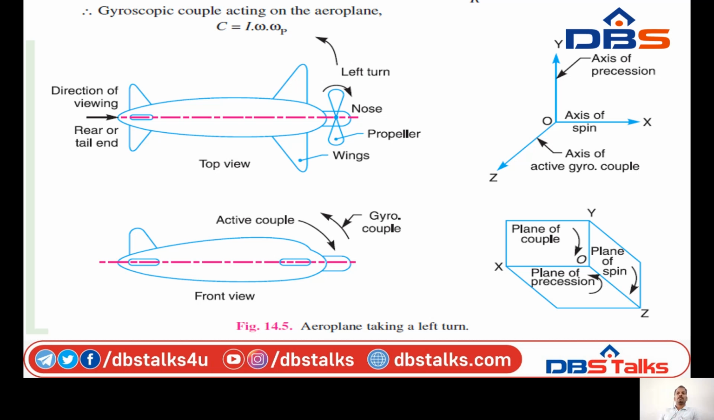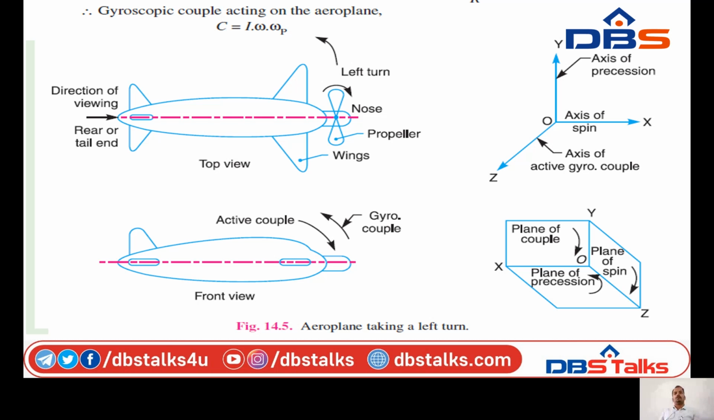Whenever the aeroplane takes the right turn, with the same similar consideration, for taking the right turn we have to dip the nose and raise the tail. So this is the main difference. For left turn, raise the nose. For right turn, raise the tail. So this is the main difference we are having. So we have to remember this for solving the problems also.